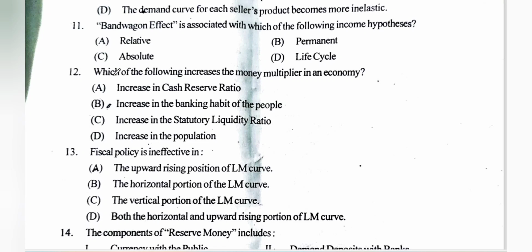Question number 11. The bandwagon effect is associated with which of the following income hypotheses? Option A relative, option B permanent, option C absolute, option D life cycle. As we know, the bandwagon effect means the neighborhood effect, that is, the consumption of one affects the consumption of others, and this is related to the relative income hypothesis, which shows that the consumption of one is not affected by his income but affected by his neighbor's consumption. So the correct answer is option A, the relative income hypothesis.